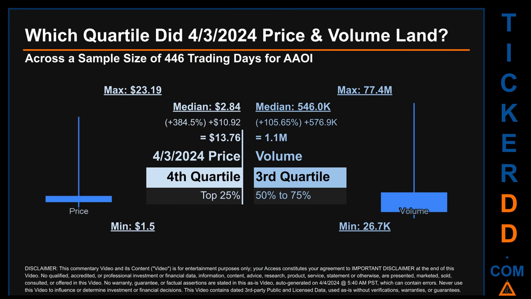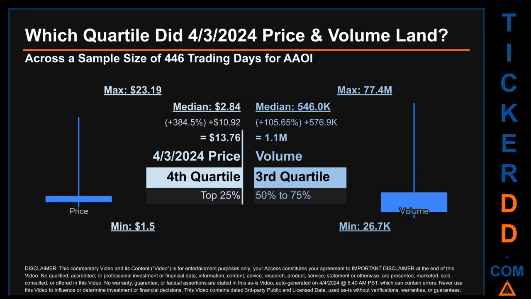Which quartile did the 3rd of April 2024 price and volume land? Across a sample size of 446 trading days, the maximum end-of-day price for AAOI was $23.19 while the minimum was $1.50. Within that price range, the 3rd of April 2024 price, of $13.76, landed within the 4th quartile, meaning that it was within the top 25% of all sampled end-of-day prices. The day's volume landed within the 3rd quartile, that is within the 50% to 75% range of all sampled daily volume, which saw a max daily volume of 77.4 million and a minimum of 26.7 thousand. Quartiles tell us about the spread of a data set by breaking that data set into quarters, just like how the median breaks the set into half.